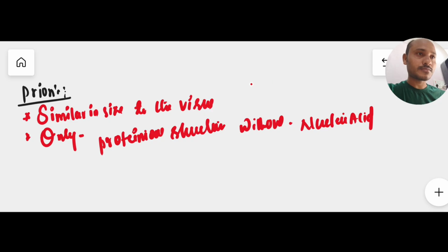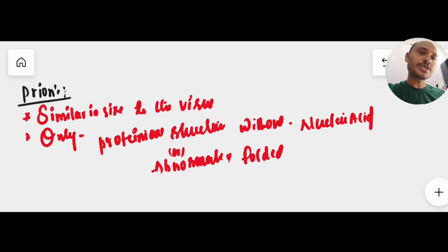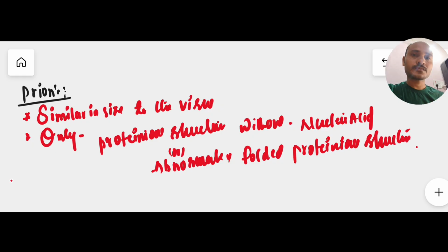If nucleic acids and proteins are together, then it is called a virus. Hence, prions are proteinous structures without nucleic acid, and are also called abnormally folded proteins. And very important, these prions can cause disease only in animals.